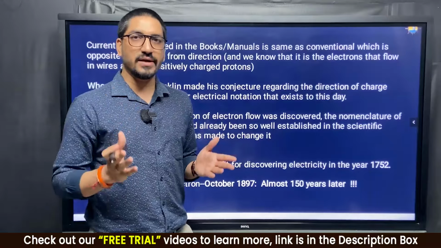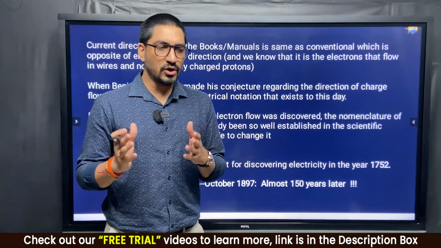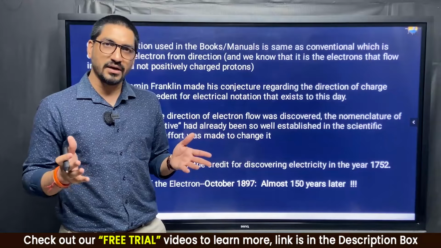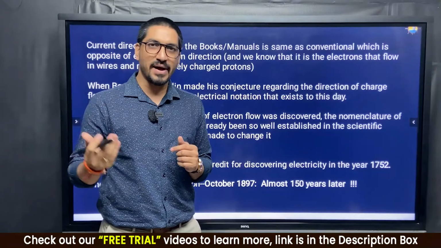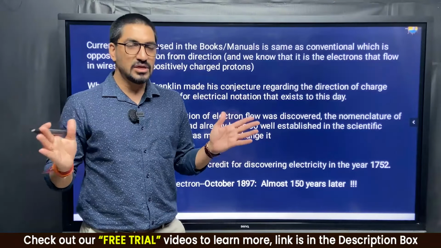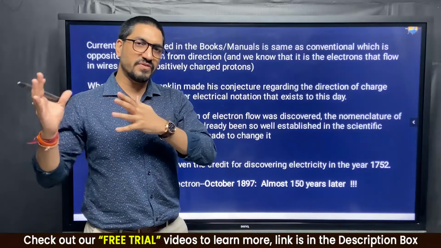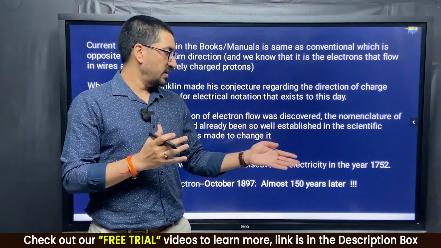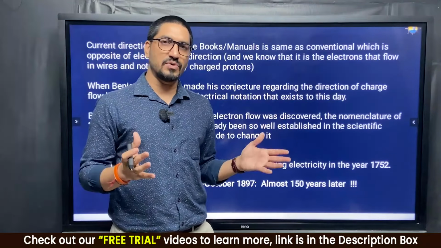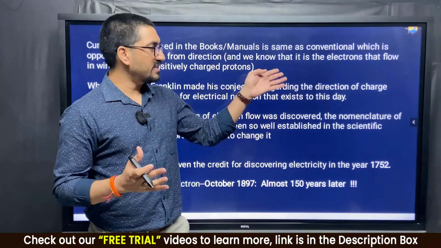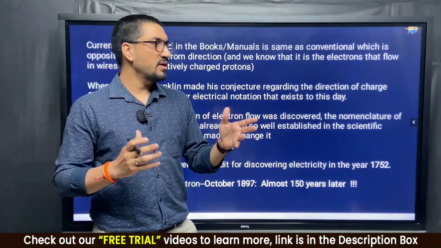So this was a historical mistake, but we are carrying on with it because it's not making any change in the calculation part. All that changes is just a sign. So instead of plus, we can just take minus. That's it. Everything remains the same. So many books have been written on this, and so much research was done after this year, so it was very difficult to change all the materials at the same time. So they just went on with the same terminology.